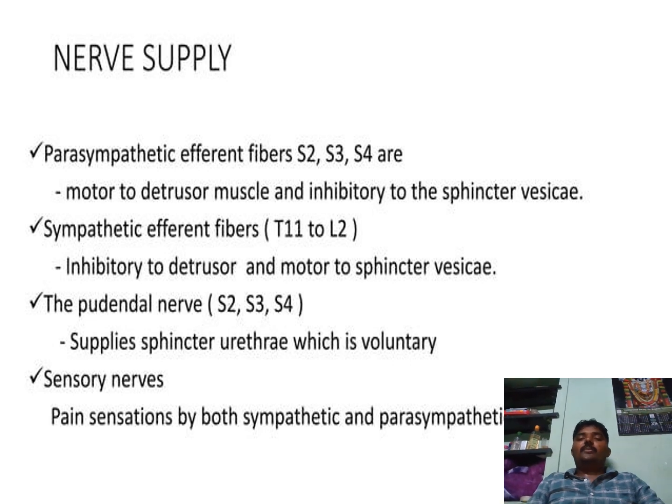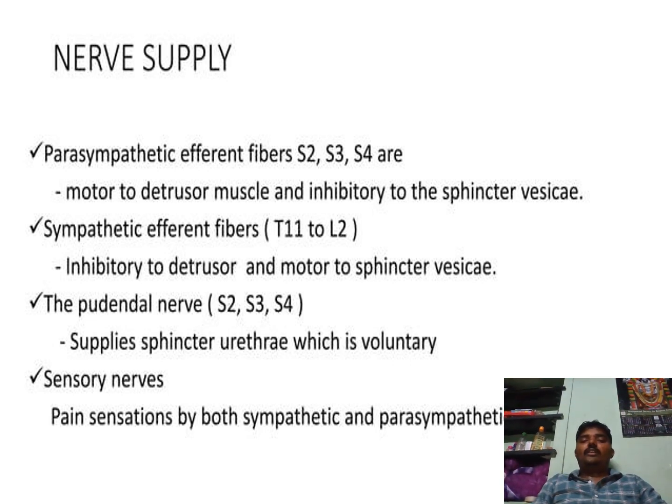Then we go for nerve supply of the urinary bladder. The parasympathetic efferent fibers, S2, S3, S4, are motor to the detrusor muscle and inhibitory to the sphincter vesicae. Then the sympathetic efferent fibers, T11 to L2, are inhibitory to the detrusor and motor to the sphincter vesicae. Then the pudendal nerve, S2, S3, S4, supplies the sphincter urethrae, which is a voluntary muscle. Sensory nerves carry pain sensation by both sympathetic and parasympathetic nerves.